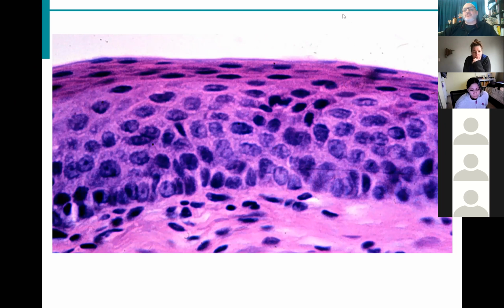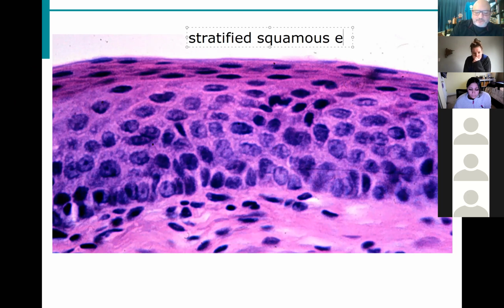What type of tissue is this one here? Simple squamous epithelial. Simple? Do I only see one layer of cells here? Oh, stratified squamous epithelial. And you would get partial credit for that on the exam. This is indeed a stratified squamous epithelial tissue.